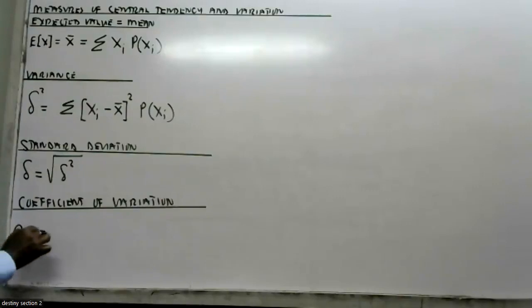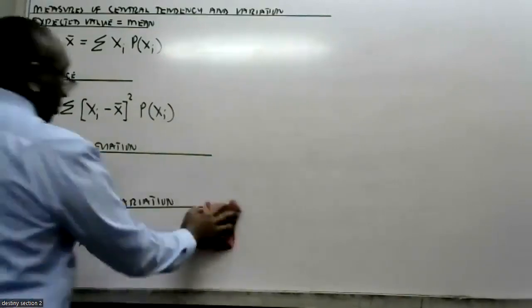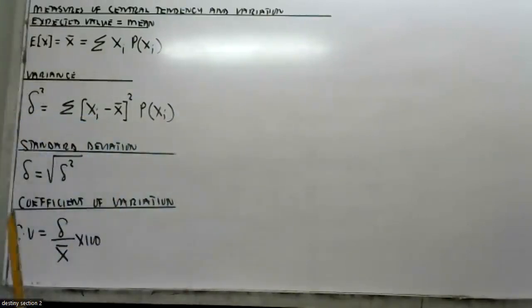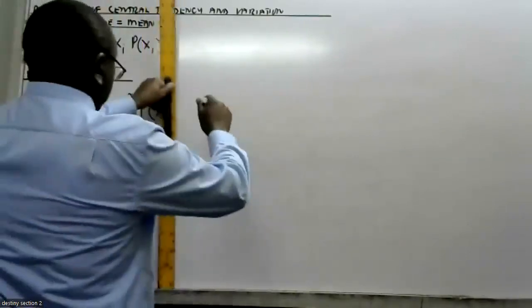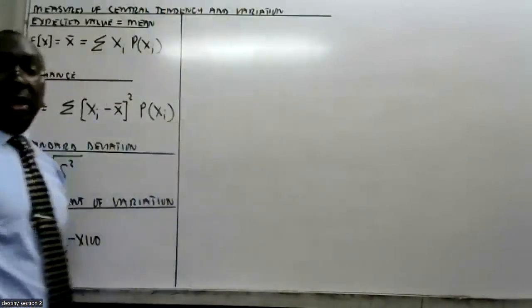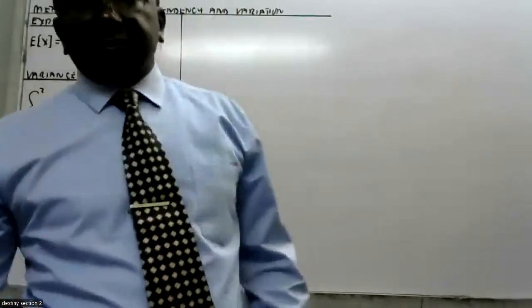Now, CV is given as the standard deviation divided by the mean, times 100. Those are the formulas that we use in computing those values.